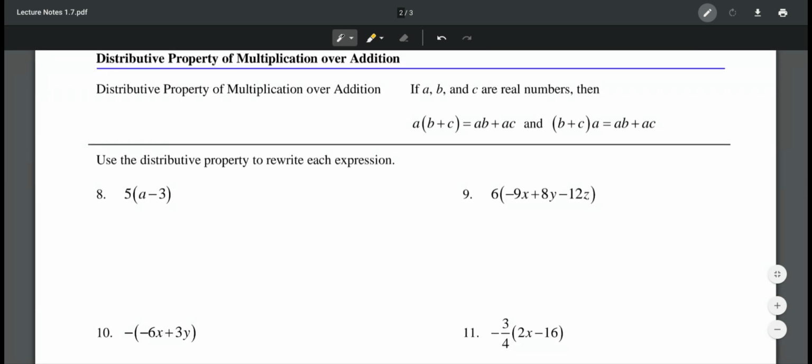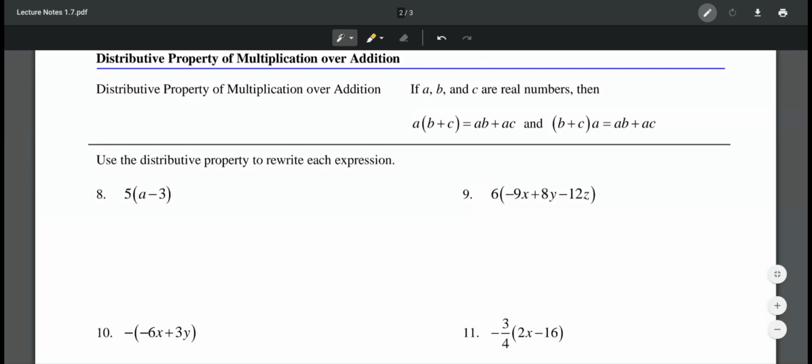Now, you may recall the distributive property, and we're going to go over this again because you are going to use this from this point forward throughout the whole class. It'll just keep popping up over and over again. So if A, B, and C are real numbers, then A times the group B plus C becomes A times B and A times C.